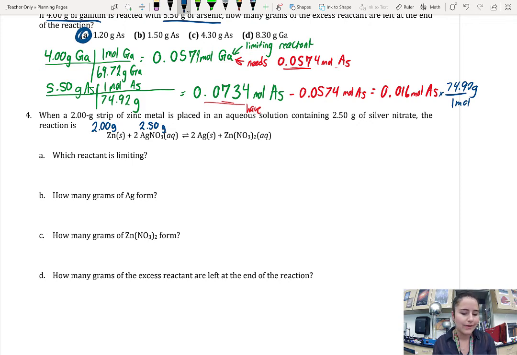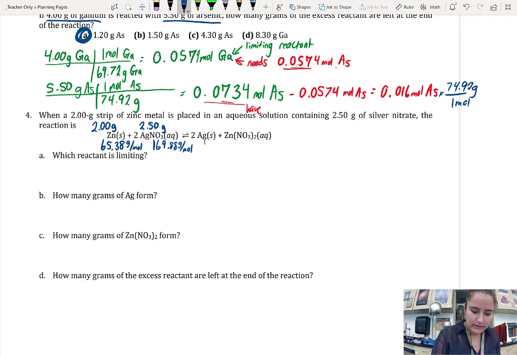Let's find our molar masses because we know we're going to need them. Zinc is number 30 on the periodic table with a molar mass of 65.38 grams per mole. And then silver nitrate, we have silver, 107.87, plus nitrogen, 14.01, plus oxygen, 16.00 times 3 oxygens. So that one has a molar mass of 169.88 grams per mole. We're going to go ahead and write in the rest of them too.